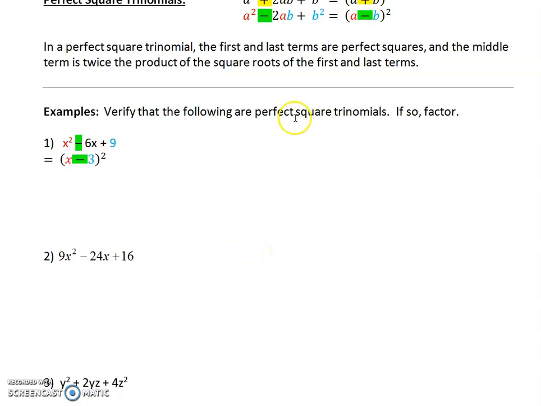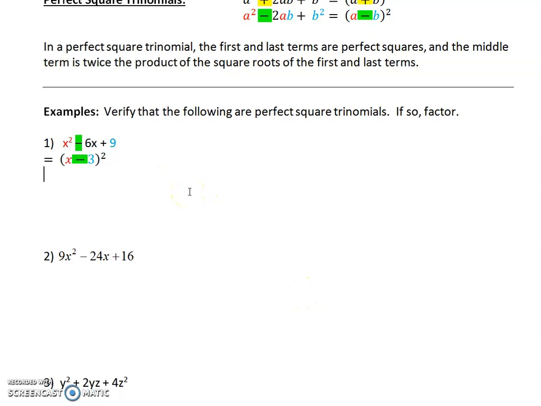Now it says that they want us to verify just to make sure that it is correct. And so we're going to verify this middle part. If we take our A and we take our B, whatever was A and whatever was B, we multiply them together and double it, it should be this middle term right here. So x times negative 3 is going to be negative 3x. Doubled would be negative 6x. So this is the correct answer.